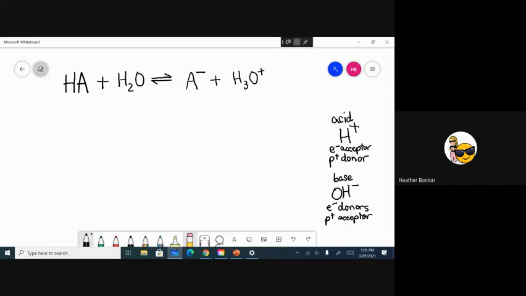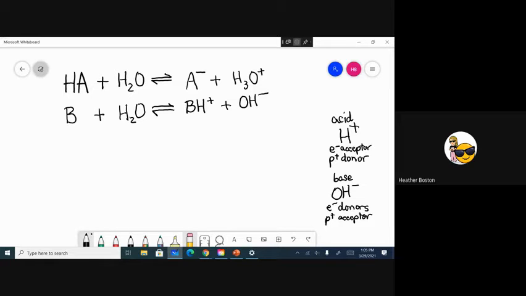Now, let's go over the general form for a weak base. We'll put that base into water. He's going to accept a proton from H2O. So he's going to become BH plus, and he's going to leave behind OH minus. Does everybody follow that logic?